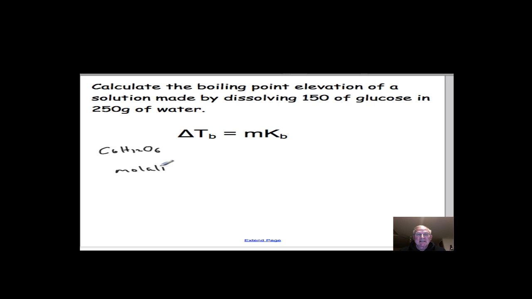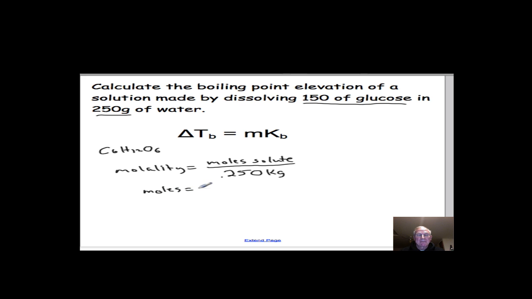And the molality, of course, equals the moles of solute divided by the kilograms of solvent. So in our problem, we know we have 150 grams of the solute glucose. So we're going to have to calculate the moles of that first. We have 250 grams of water, so we'll put down here that we have 0.250 kg of water, because molality is moles of solute over kilograms of solvent. So we first have to find the moles of glucose to plug into the equation.